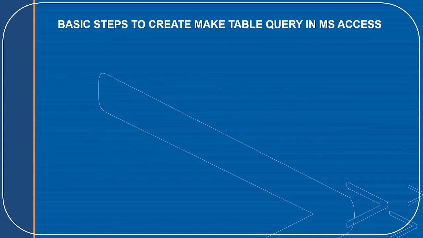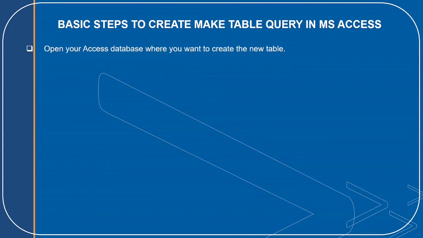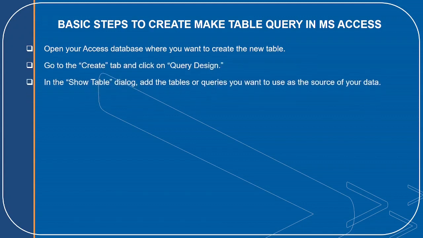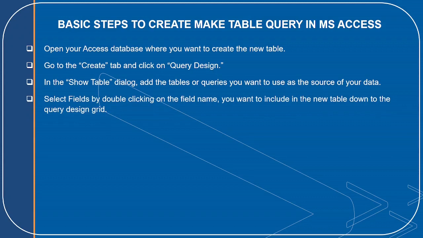1. Open your Access database where you want to create the new table. 2. Go to the Create tab and click on Query Design. 3. In the Show Table dialog, add the tables or queries you want to use as the source of your data. 4. Select fields by double-clicking on the field name you want to include in the new table down to the Query Design grid. 5. Set criteria to filter the data if needed.